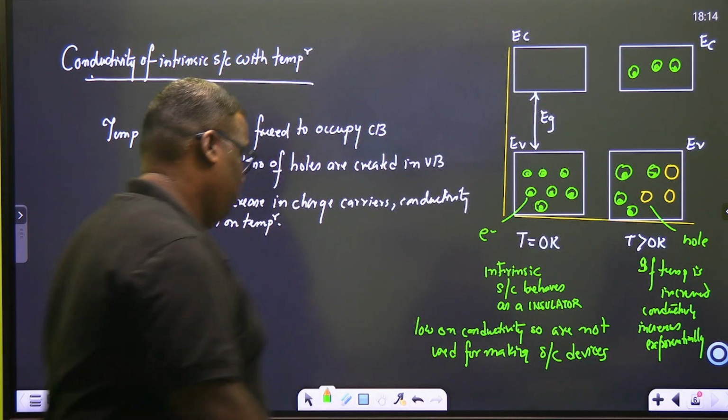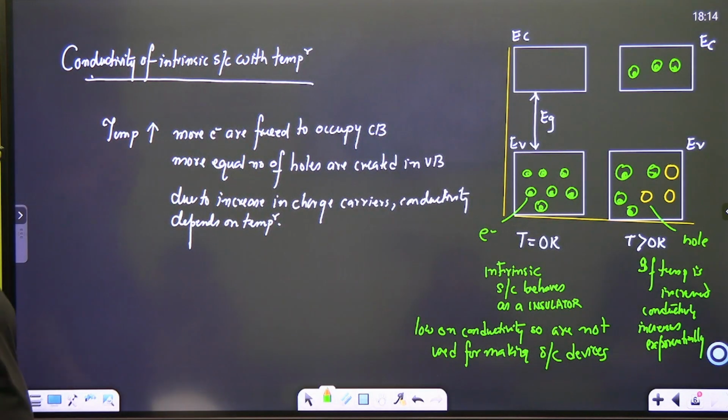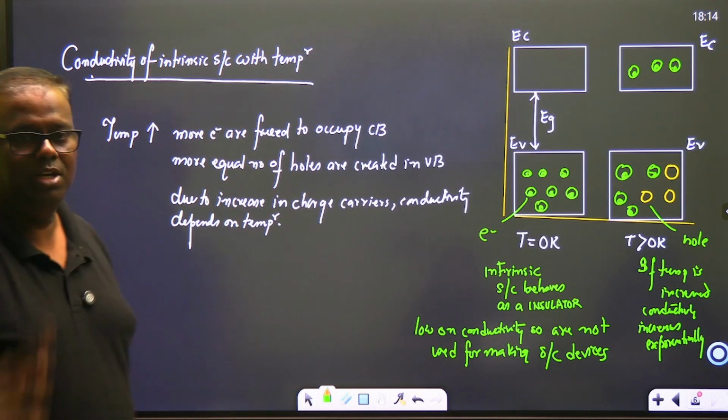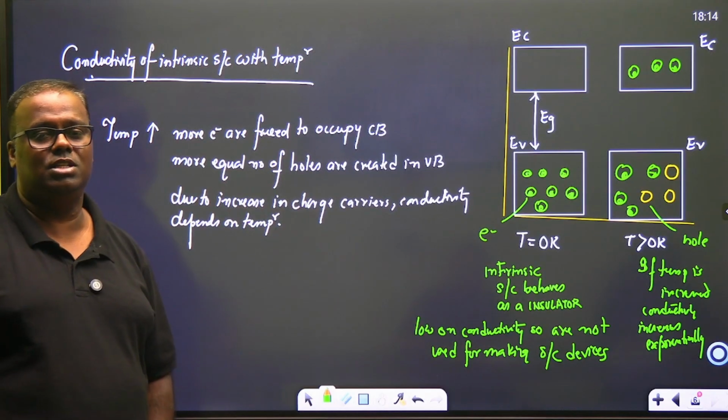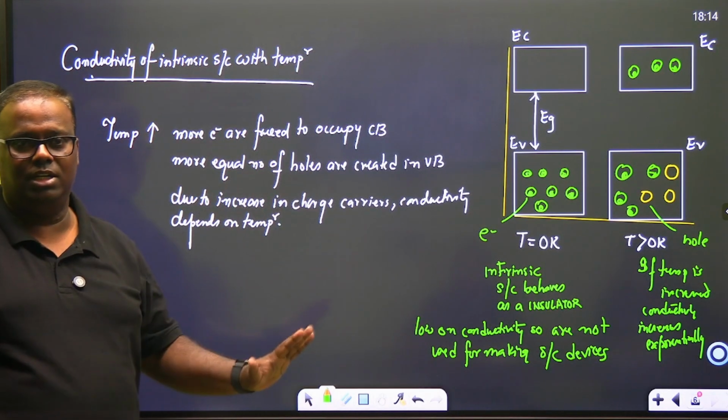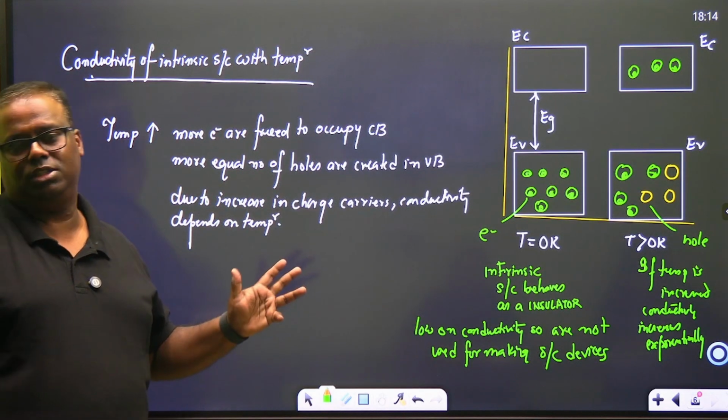Why did I go into so much detail? I could have just made you write differences. Earlier we used to read, state the differences between intrinsic and extrinsic semiconductor. The question used to come like this: what is a semiconductor? Give an example. Distinguish between an intrinsic and extrinsic semiconductor. So you used to make a T format and write it.